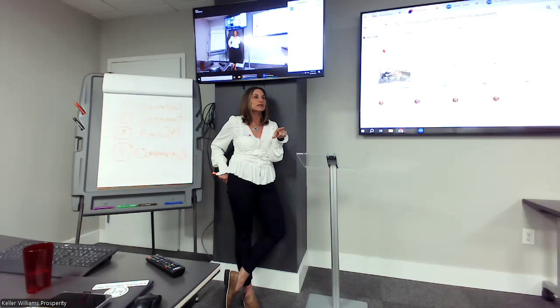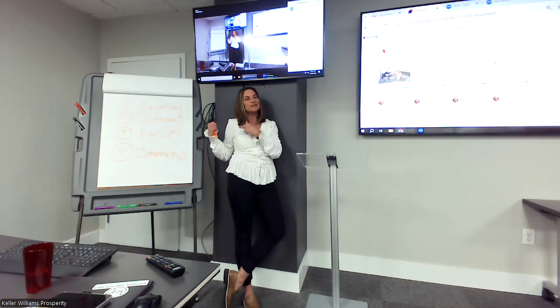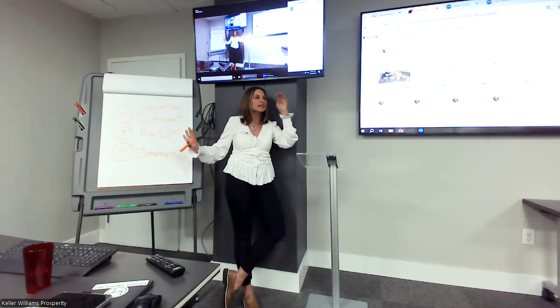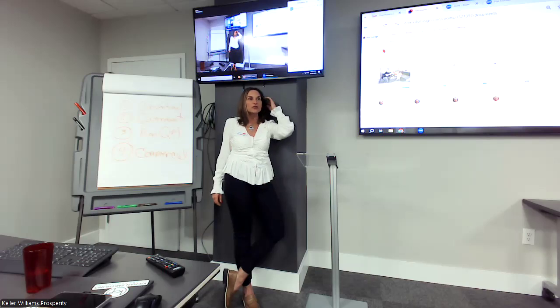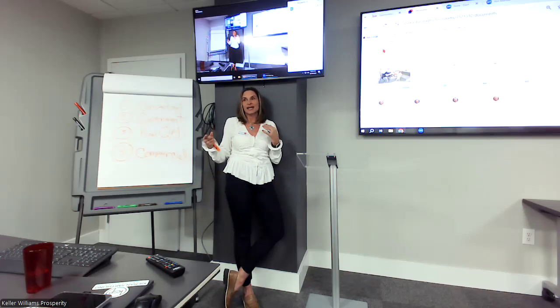FHA always requires an appraisal. Conventional does not, if you have 20% down. So with FHA you can't waive it, but with conventional you can waive it if they have enough money in the bank. The whole idea with waiving an appraisal is, number one, you have enough knowledge so you know what it's gonna appraise at.